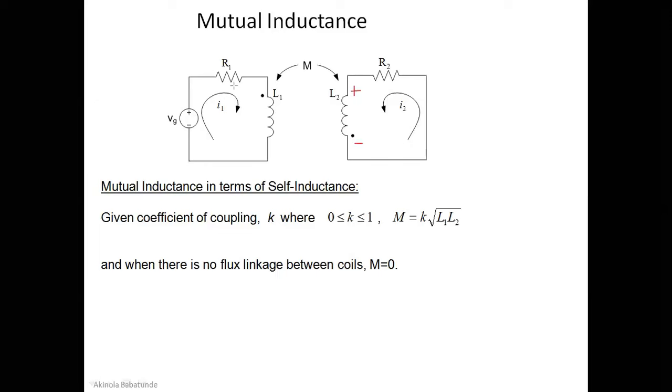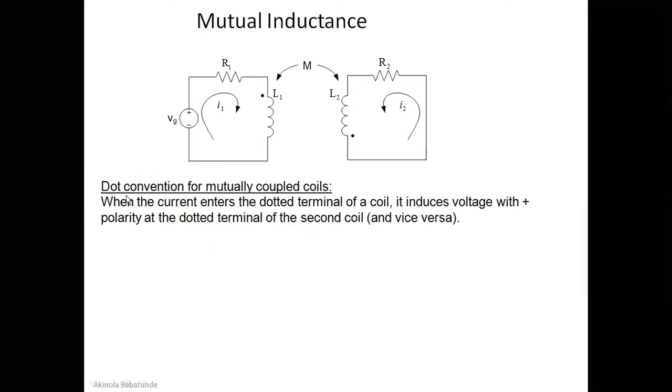All right, this is going to be the positive end here, because current is coming this way, and this is going to be the negative end here. So the current polarity direction is usually done in such a way that it flows through the positive end of the inductor, except otherwise stated. Dot convention for mutually coupled coils. This is very important. When the current enters the dotted terminal of a coil, it induces voltage with positive polarity at the dotted terminal of the second coil.